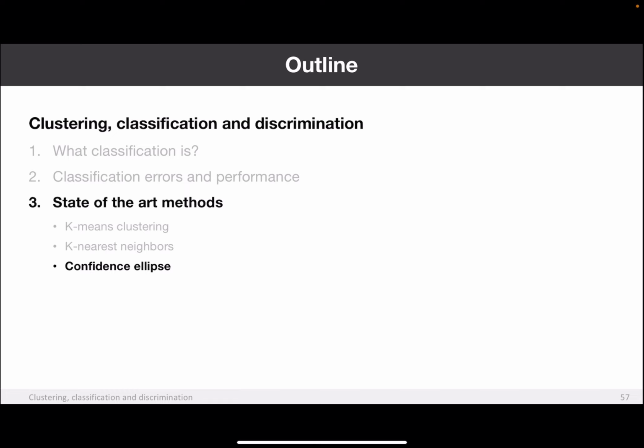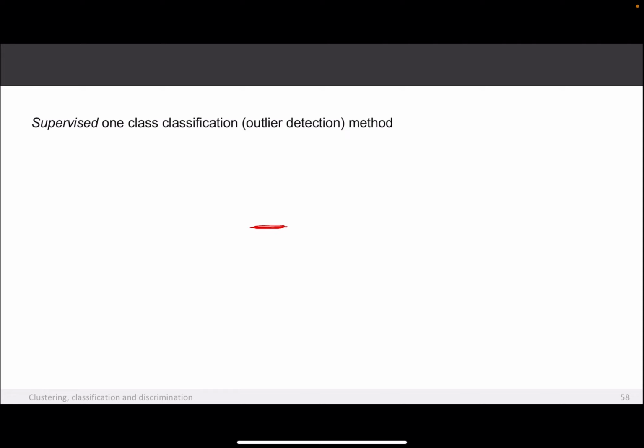So now let's talk about one-class classifiers. And then I decided to use again the simplest one. It's called the confidence ellipse for that. The idea is following. First of all, it's a one-class classification.